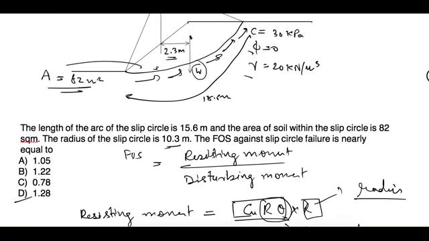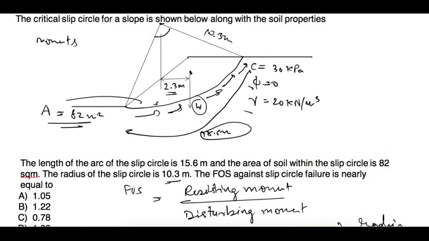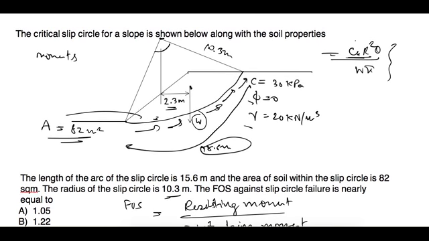So instead of giving the length of the arc, they could give you this angle theta, but for that case you remember this formula, c_u R square theta upon W x. So it is not always safe to remember just the formula. You should know what it represents.